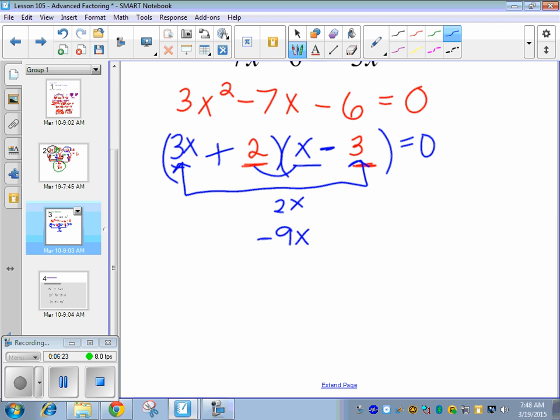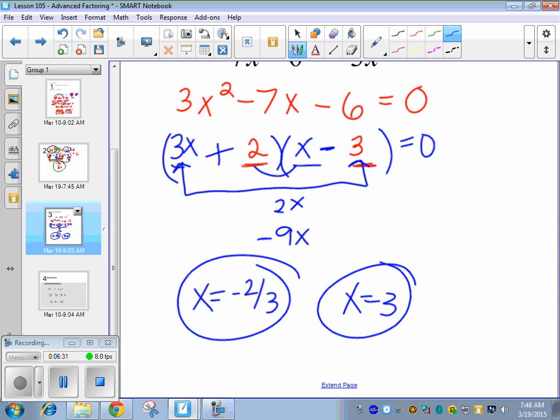Okay? Now we solve. So my first solution, set this equal to 0. We get -2/3. Set this equal to 0 and solve. We get +3. We have 2 x-intercepts. Discriminant's positive. Okay, that's the guess and check method. I really don't care which one you use. If you want more practice with that, I can help you out, okay? Whatever you like.